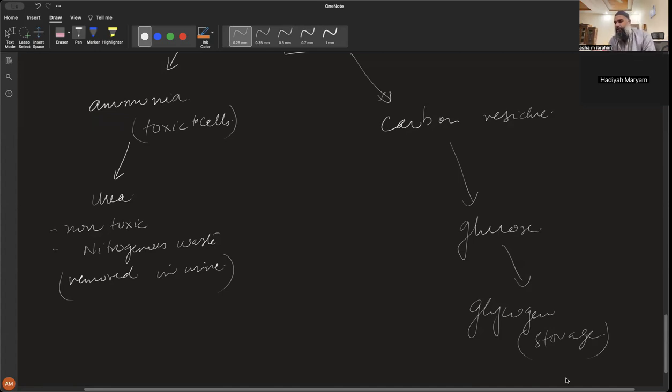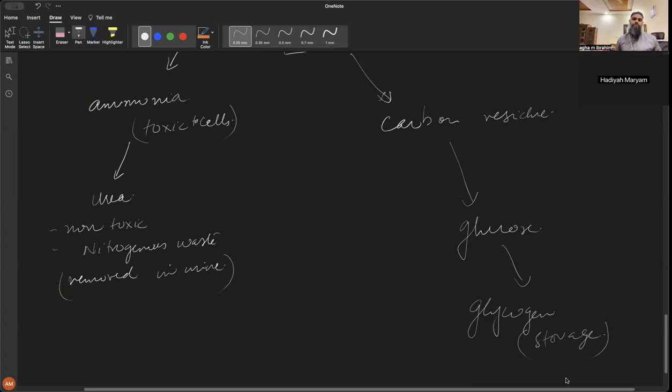Plus, the muscles and liver also respond to adrenaline, and in the presence of adrenaline, glycogen is also converted into glucose.